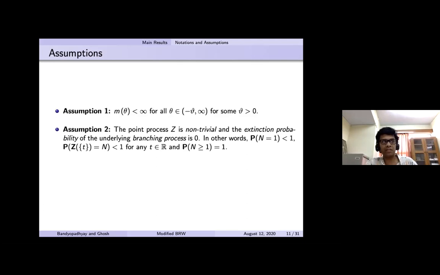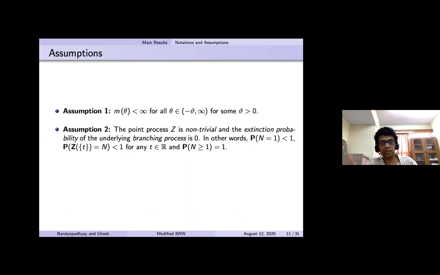If there is some positive extinction probability, we can do conditional arguments. So just for the sake of simplicity, we are going to assume that N is not one almost surely. The point process is not going to concentrate only on one point almost surely, and N would not be allowed to take the value zero at all, so that the branching process has no extinction probability.